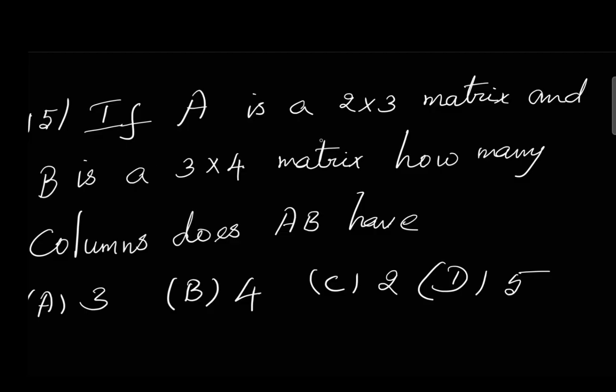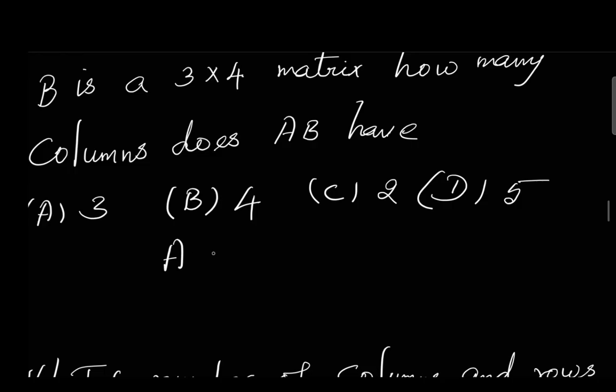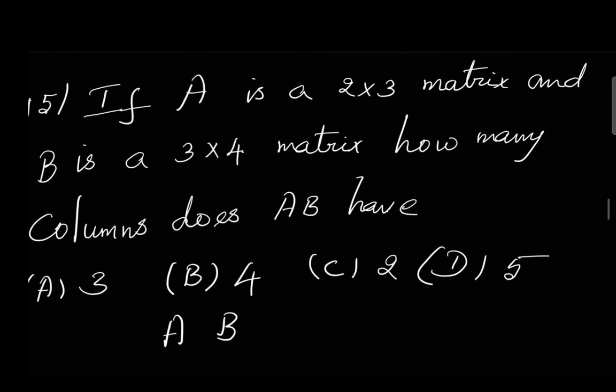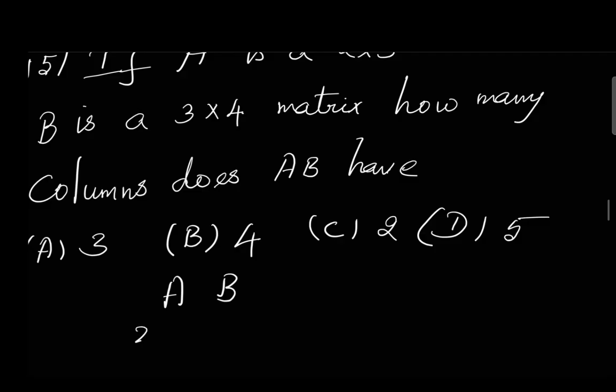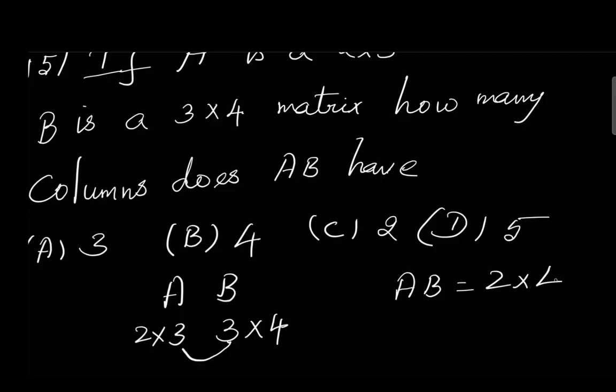15th question. If A is a 2 by 3 matrix and B is a 3 by 4 matrix, how many columns does AB have? So write AB. This is of order 2 by 3. This is of order 3 by 4. See, the interior terms are equal. So the order of AB is 2 by 4. So this is row and this is column. So 4 columns. Option B.